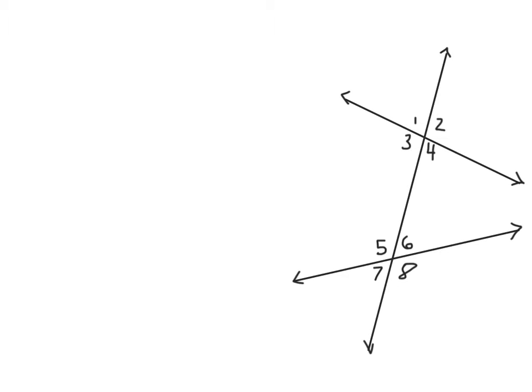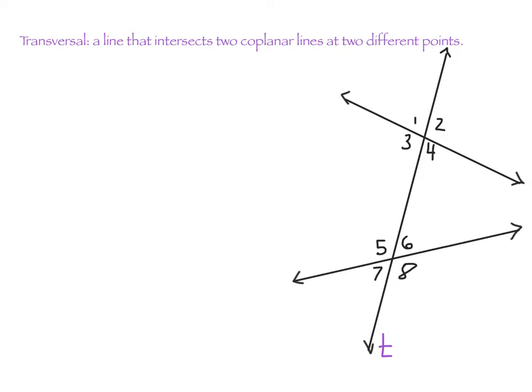Now that we've talked about special lines, let's talk about special angles. And first, you need to understand that there are special names for things. The first thing I want you to notice is that you have two lines, this line and this line. And there is this special line that cuts these two lines. So it just intersects two lines or more. This line right here is called a transversal. We're going to refer to this as T.